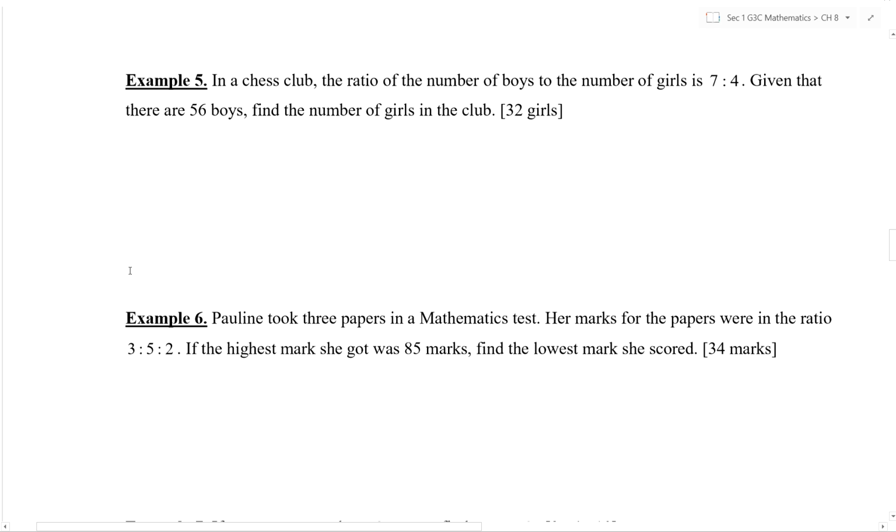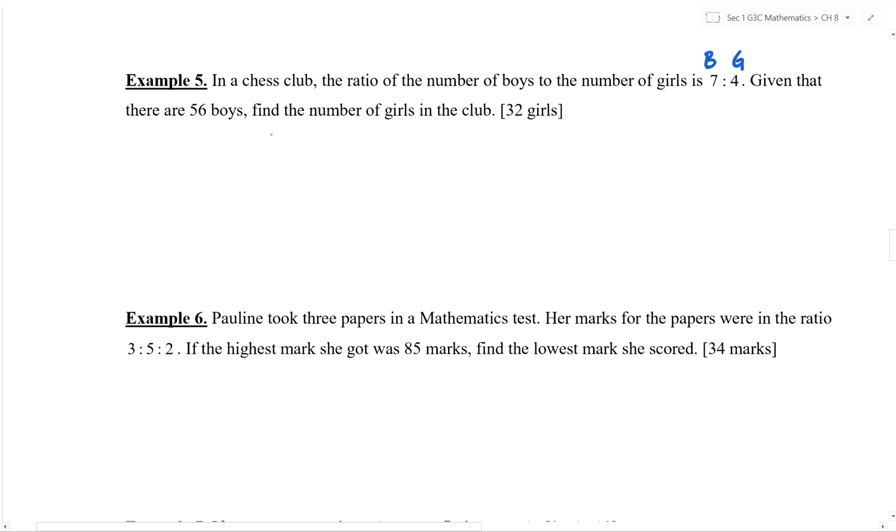I will do example 5 with you right now. So in a chess club, the ratio of boys to girls is 7:4. It is good practice for you to do little indications like this. Boys to girls. 7 boys to 4 girls. So now they tell us that there are 56 boys. Find the number of girls in the club.